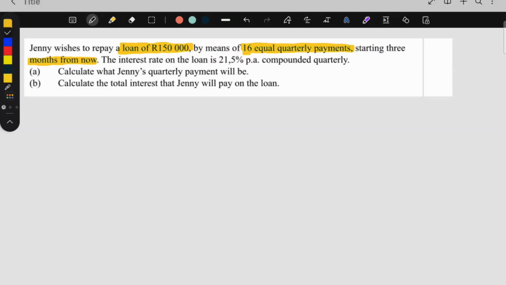Is that normal? Let's quickly check. If I make quarterly payments, I'm supposed to start 3 months from now. Yes, that is normal. Furthermore, it says the interest rate on the loan is 21.5% per annum, compounded quarterly. Okay, that's good. First question. Calculate Jenny's quarterly payment. Okay, so what will Jenny's quarterly payment be?